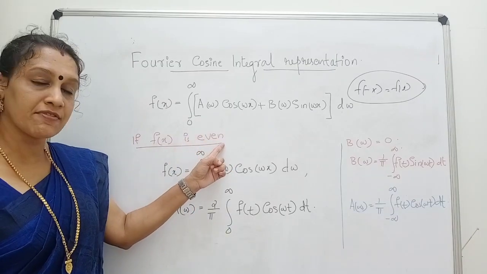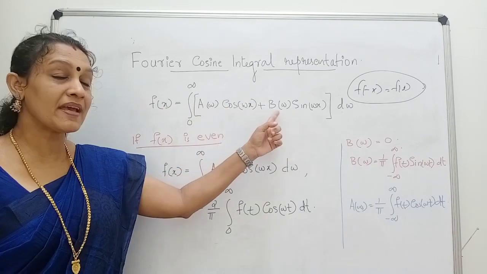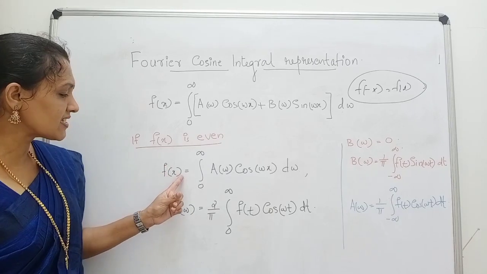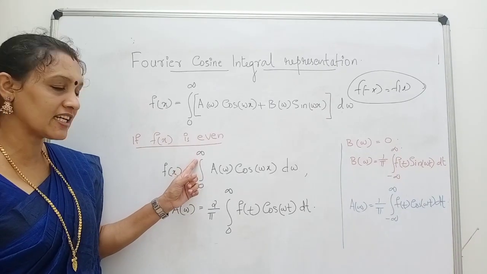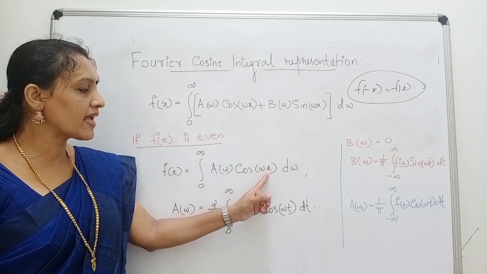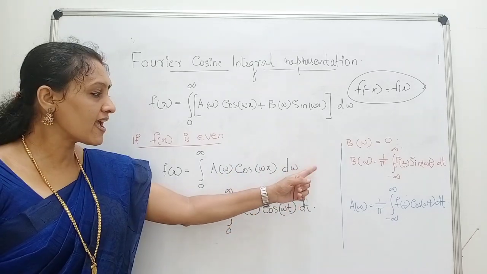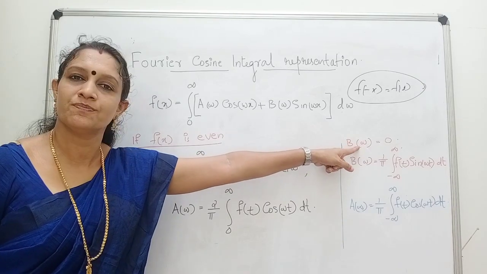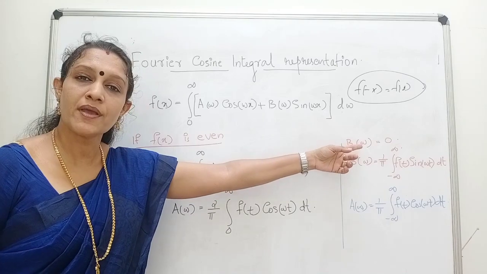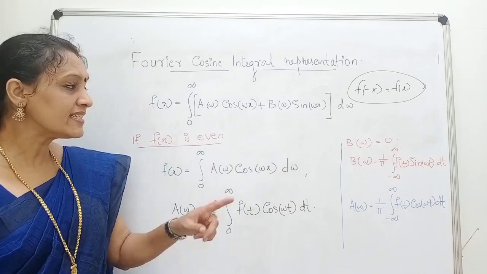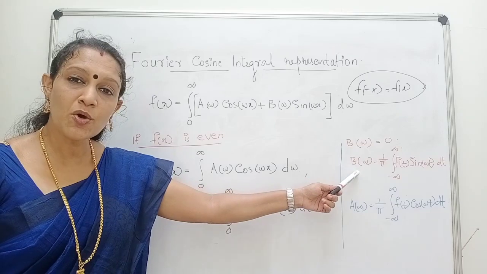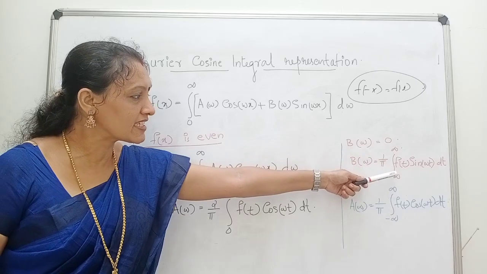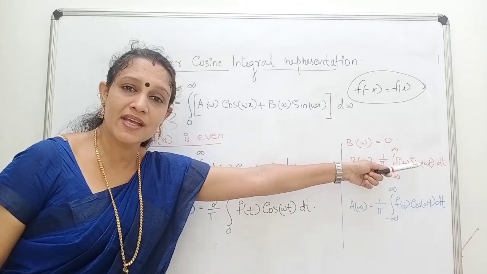When f of x is even, the whole big equation reduces to the small expression: f of x is equal to integral 0 to infinity a omega cos omega x d omega. What happened to b omega? B omega becomes 0. So how does b omega reduce to 0? By the definition, b omega is equal to 1 by pi integral minus infinity to infinity f of t into sin omega t dt.